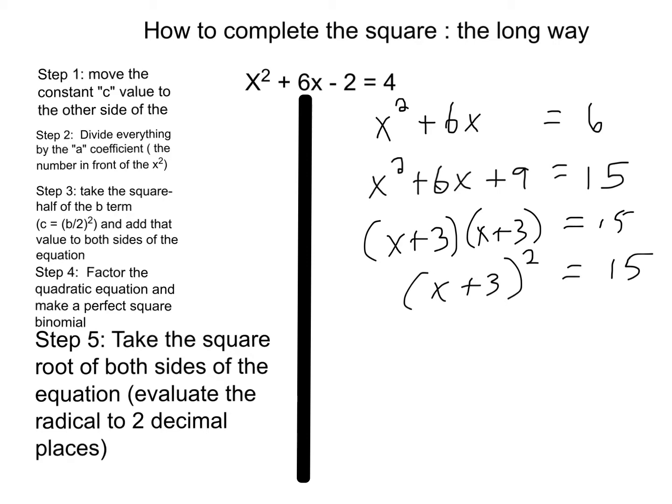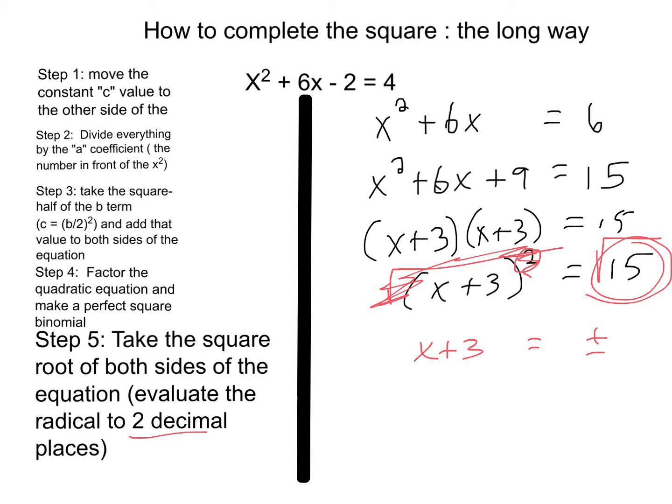Now that we have this, we're going to take the square root of both sides, and we're going to evaluate this to 2 decimal places. When I square root a square, these undo each other. So we're left with x plus 3 equals plus or minus the square root of 15. On your calculator, do the square root of 15 and you get 3.8729 and so on. We're going to round it to 2 decimal places, so 3.87.